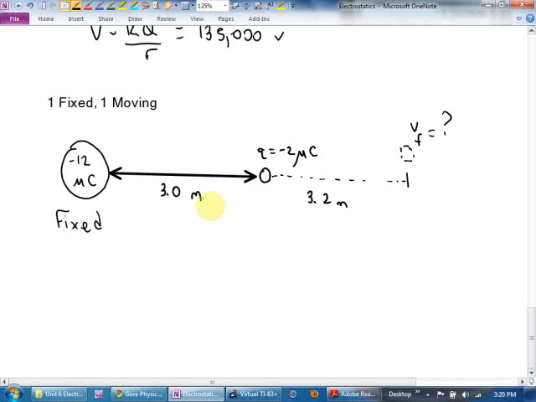Now, if they said how much work to move from infinity, let's say, to here, I would say work is change in potential plus change in kinetic. But this is not a work question, and we do have a change in speed as well as a change in height. This we're going to solve with energies. Kinetic energy initial plus potential energy initial equals kinetic energy final plus potential energy final.